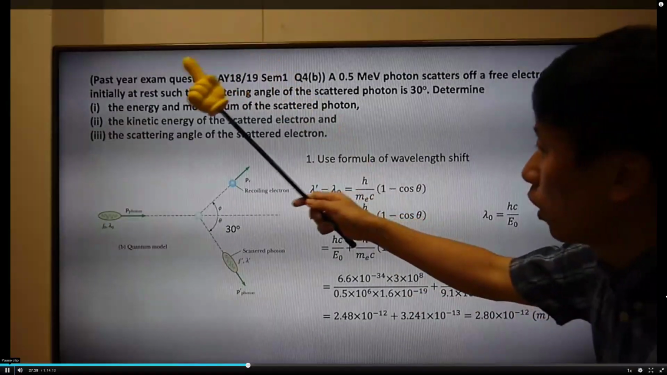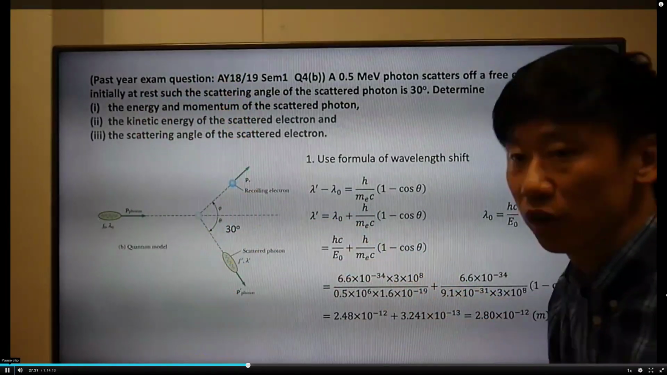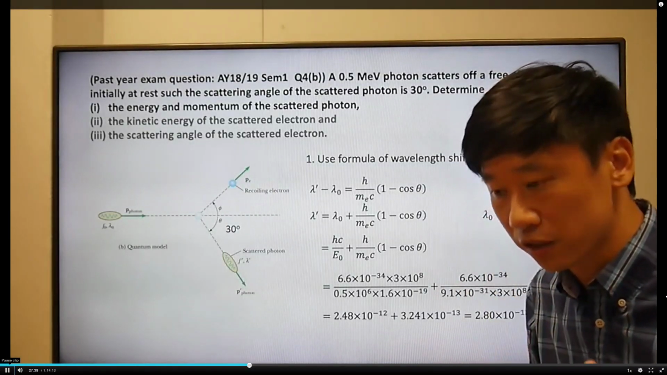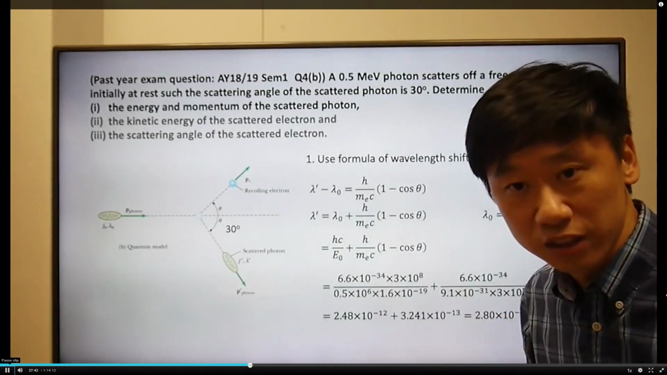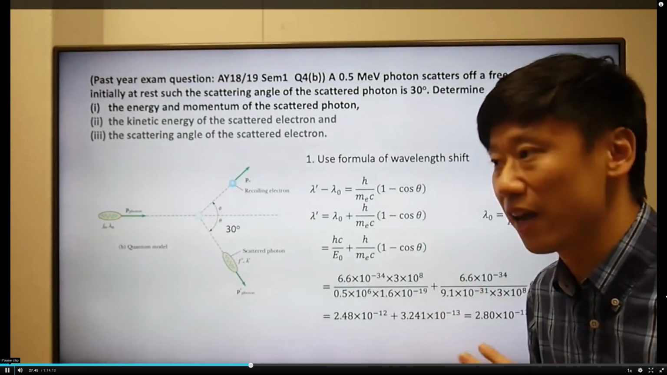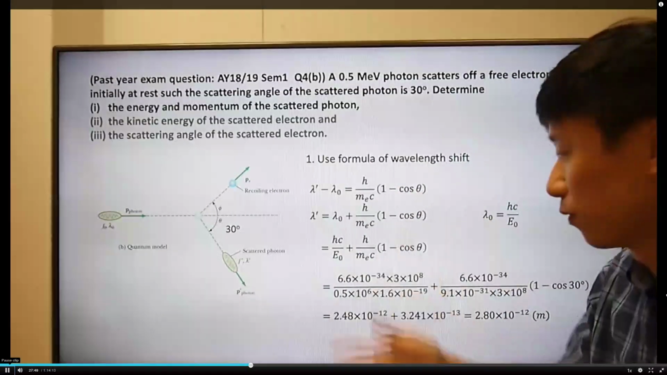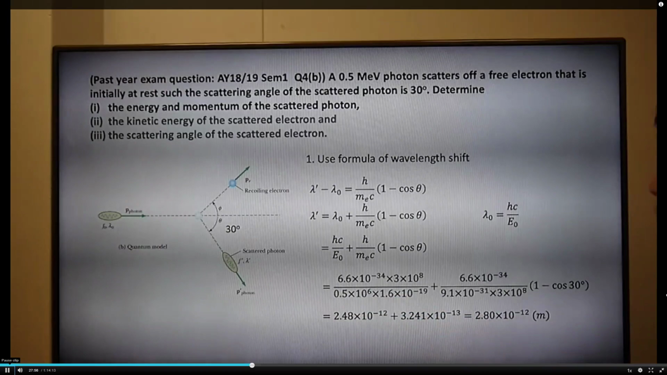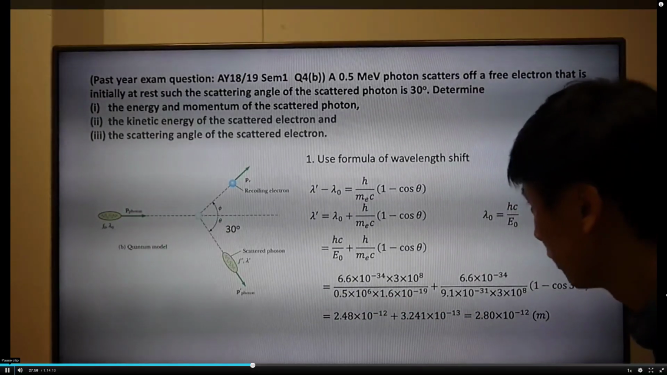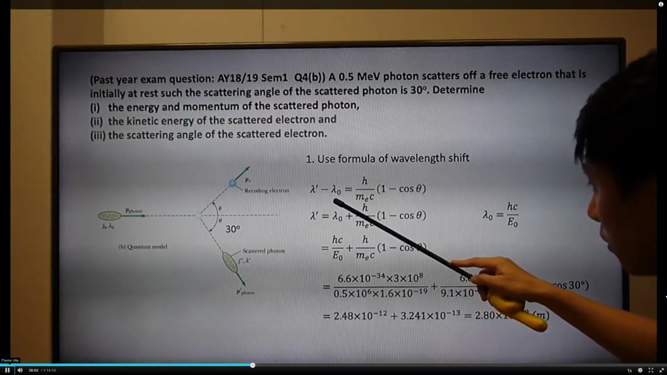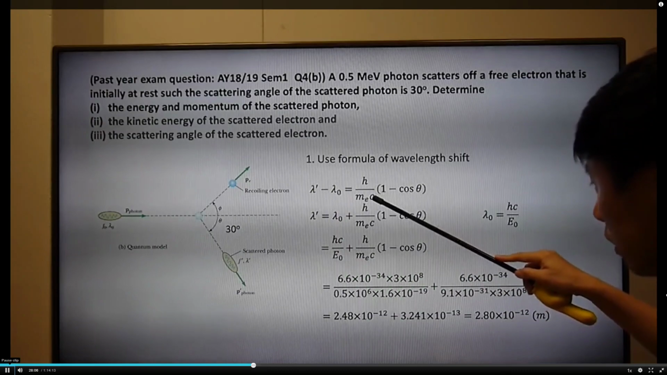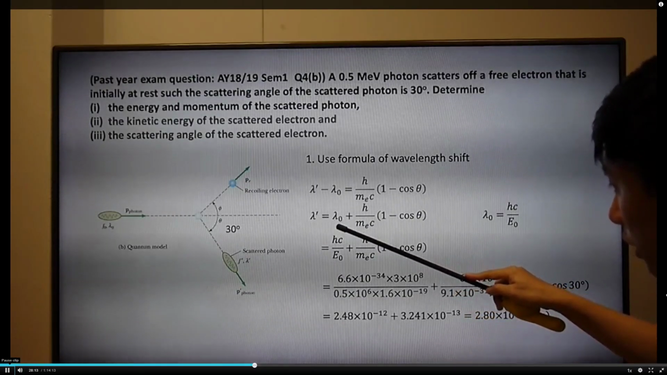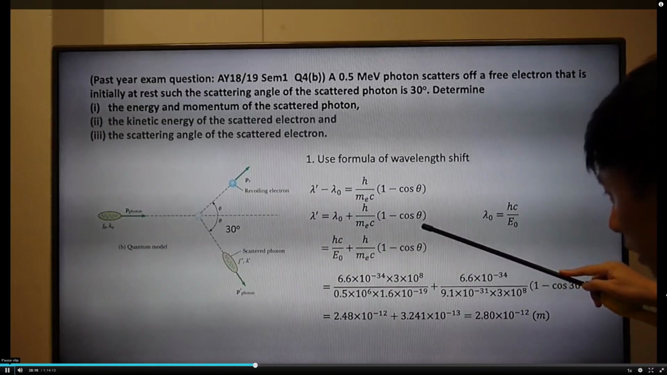Okay, if you want to define the energy and momentum of the photon, you need to find its wavelength. If you know the wavelength of the photon, you can define the energy and the momentum: hc over lambda and h over lambda. You can use that formula. To find the wavelength of the scattered photon, let's use this Compton shift equation. Lambda prime minus lambda 0 equals the constant times 1 minus cosine theta. So lambda prime is lambda 0 plus the constant times 1 minus cosine theta.